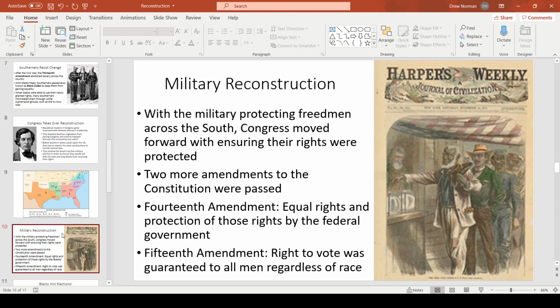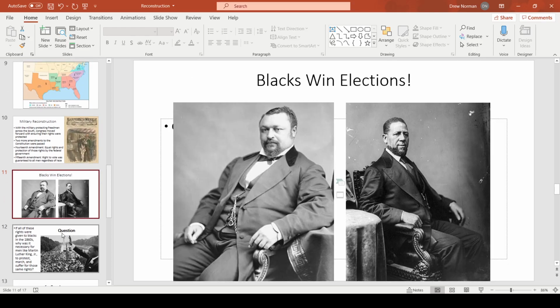The 15th Amendment was the guarantee of the right to vote to all men, regardless of race and previous condition of servitude. The idea being now all men, regardless of what their background is and their race, have the right to vote. So these two men in this picture are Hiram Revels and Blanche Bruce, which is awesome because these two men are two of the very first African American congressmen. One was a senator, one was serving in the House of Representatives. So with that said, you can see that African Americans, even though they had been slaves, are now leaders.